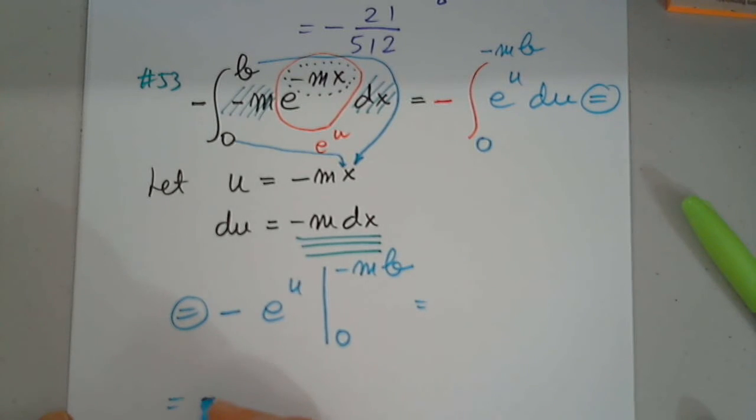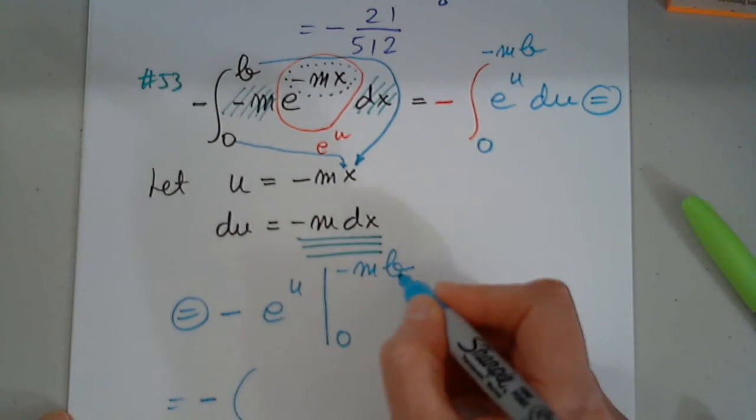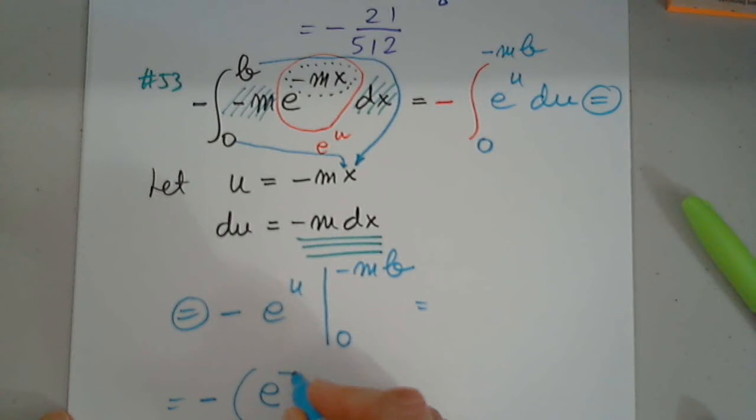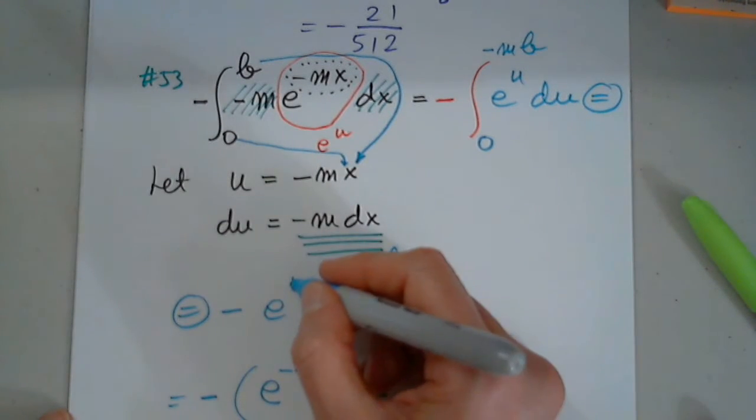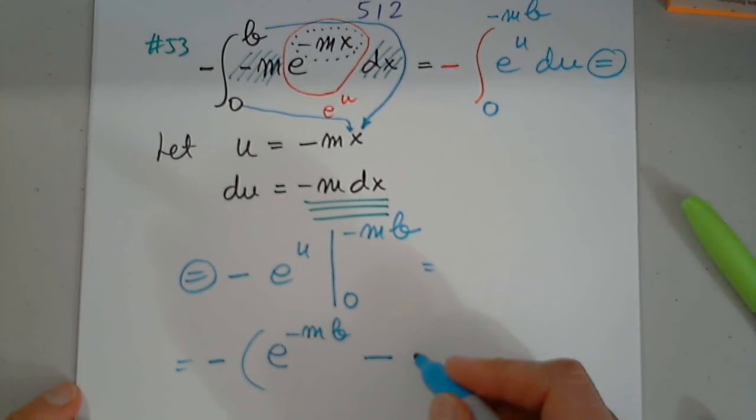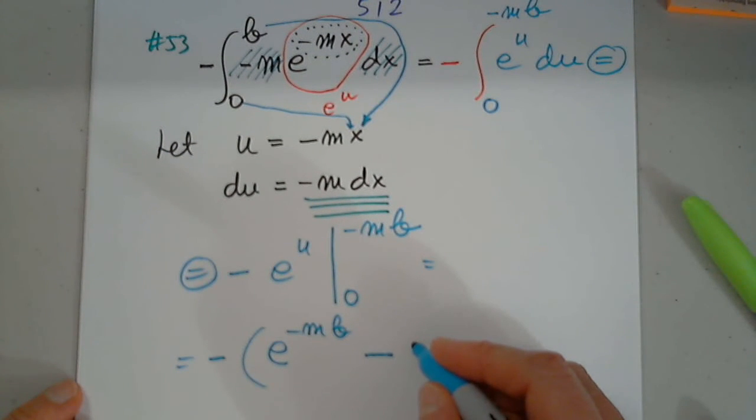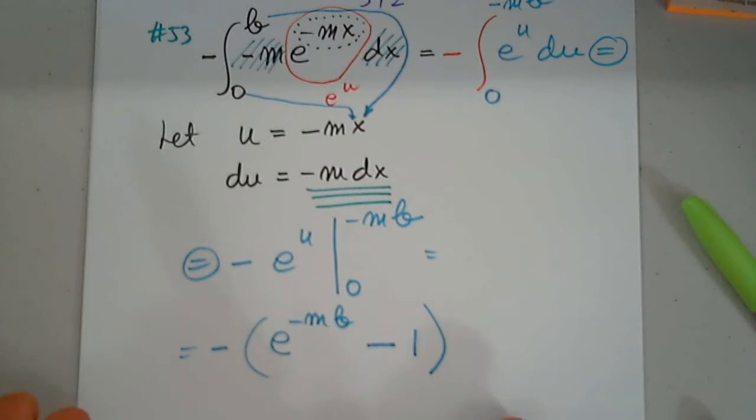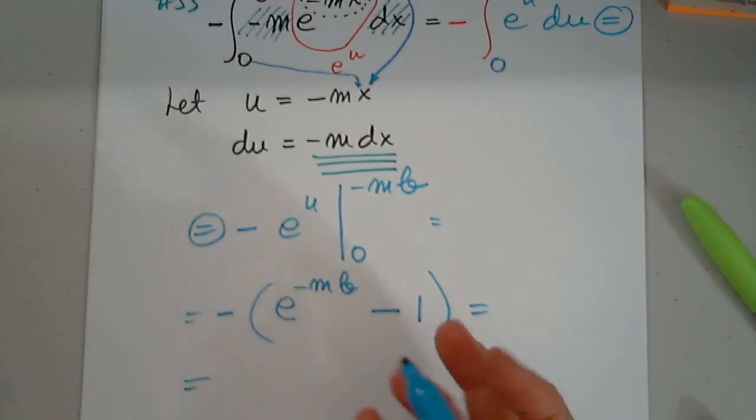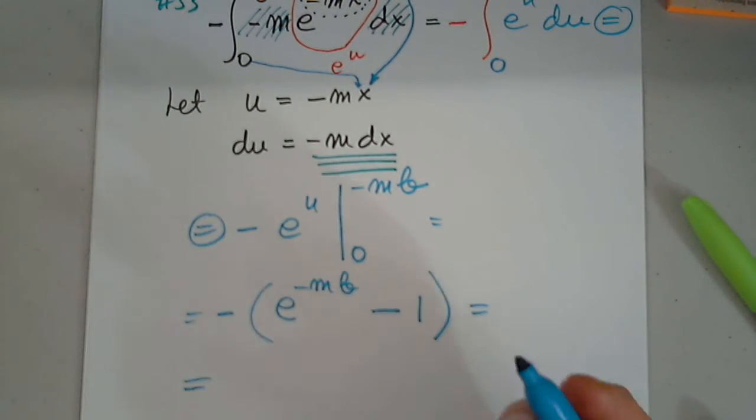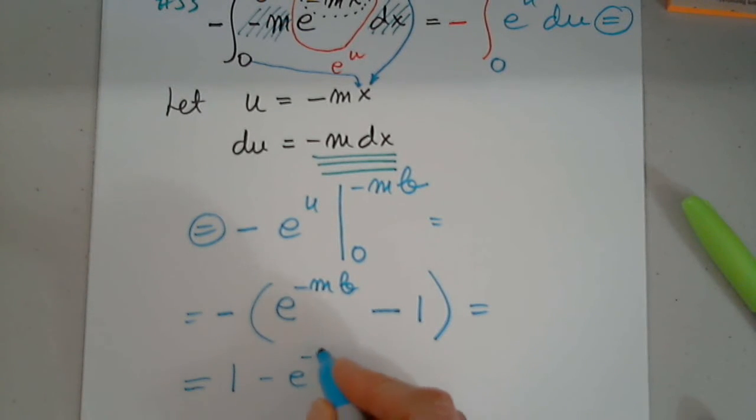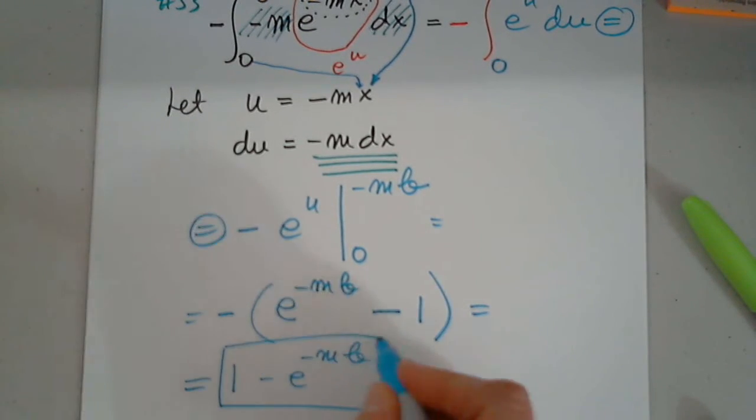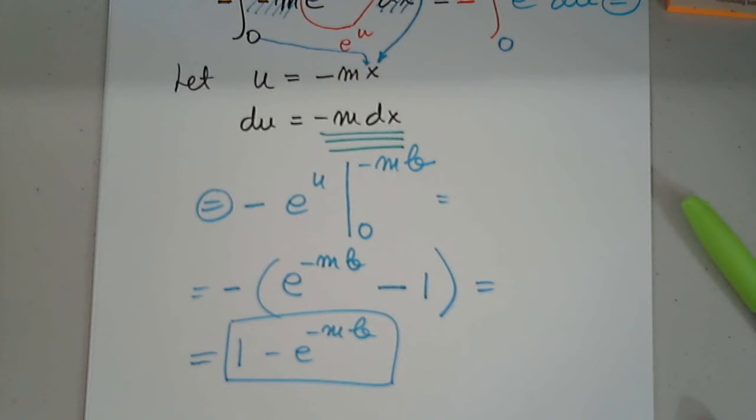We keep that constant outside. When I plug in negative mb, it is e to the negative mb, minus, when I plug in 0, what do I get? That's it. Done. If you want to distribute, you can, and you can reverse it if you do not want to start with a negative number. It doesn't matter. That's it. And this is a number. We're not going back. Can we look at a word problem?